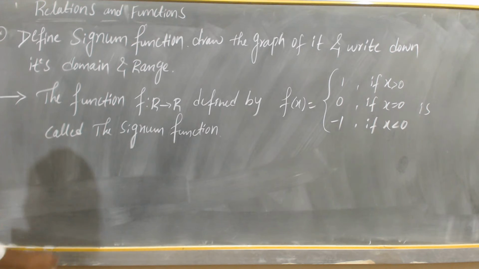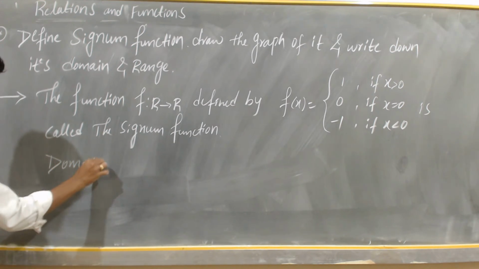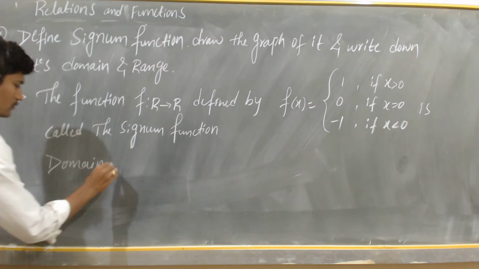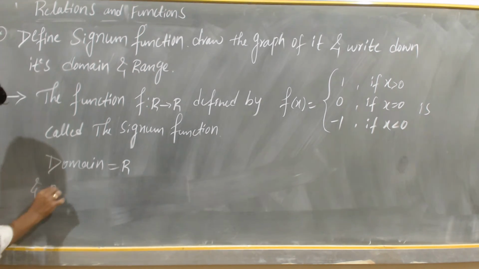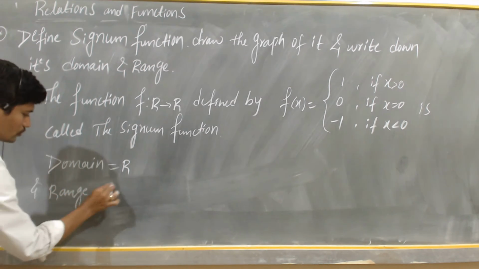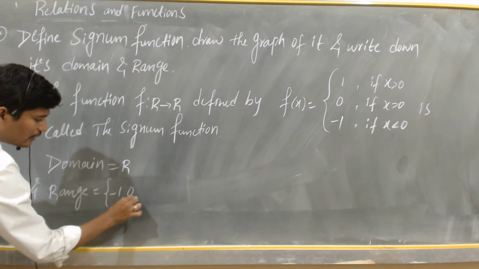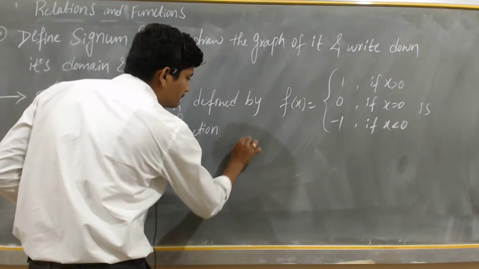Okay. Now I will write here the domain of the given function. Domain will be the real numbers, and range only 3 elements. What are those? Minus 1, 0, 1 it is, and the graph will come.